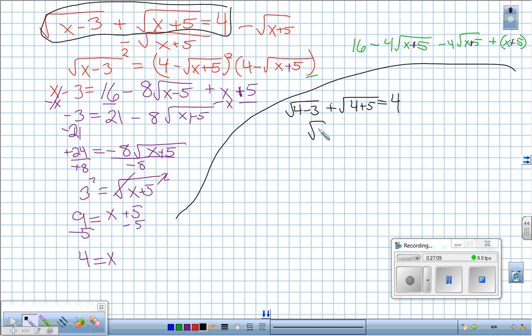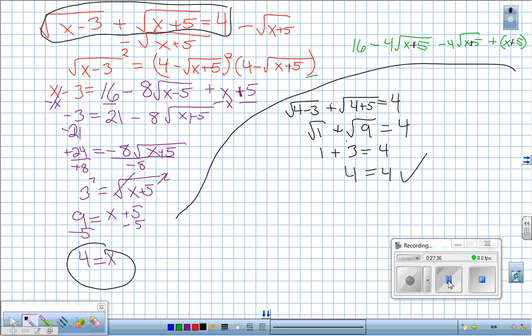4 minus 3 is 1, so the square root of 1 is just going to be 1. Not an equal sign yet. Square root of 9 equals 4. Square root of 1 is 1. Square root of 9 is 3. That equals 4. So I have 4 equals 4, and 4 is an answer. And it is just a total coincidence that actual x equals 4 and that I had 4s over here.